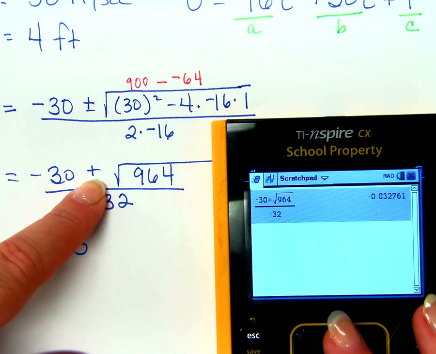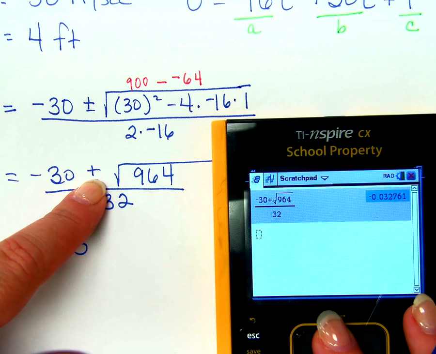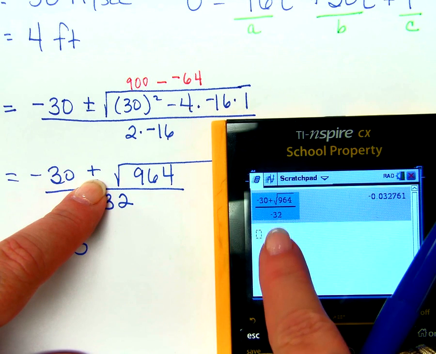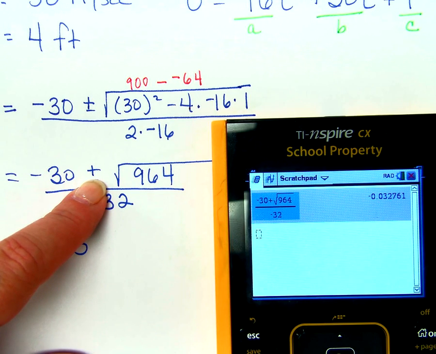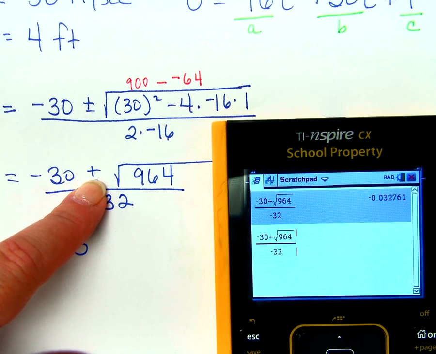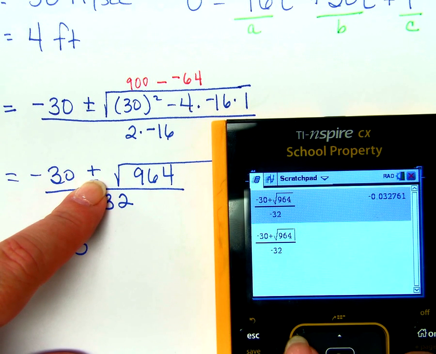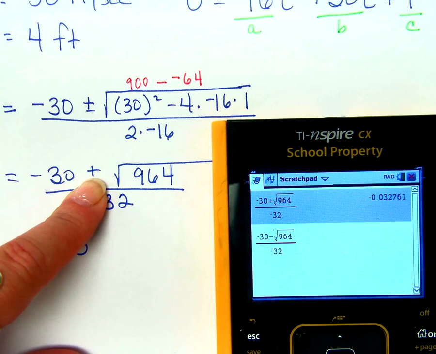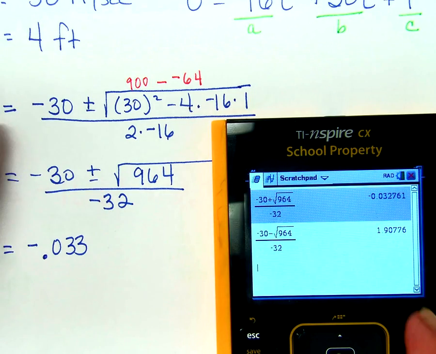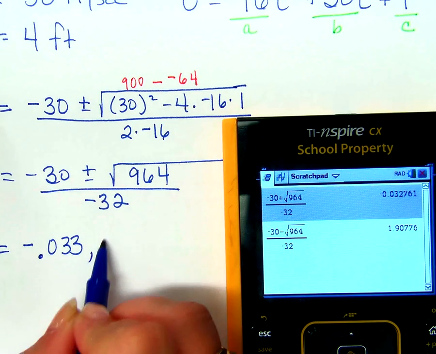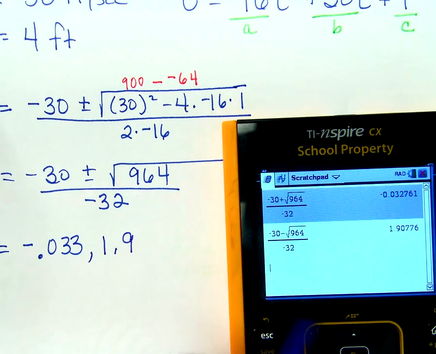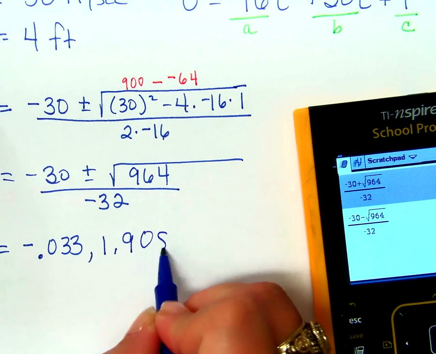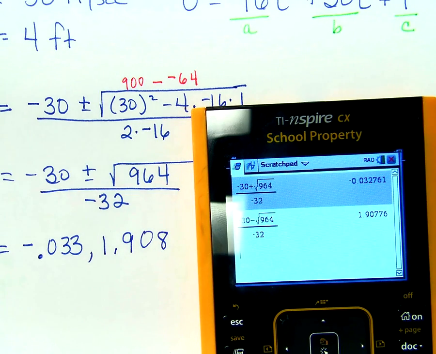Let me make sure you guys know about this skill of the calculator, so I don't have to press everything in again. I'm going to up arrow so that what I need is highlighted, and I'm going to press enter. Except now I just need to go over here and change this to a minus sign. 1.908. Is everybody okay with 1.908? Okay.